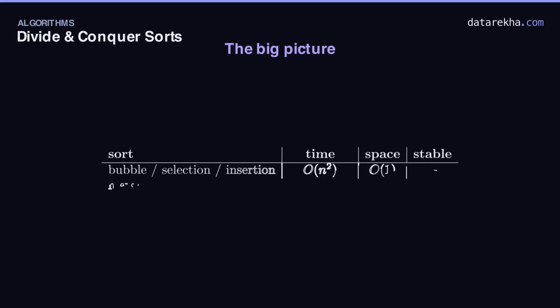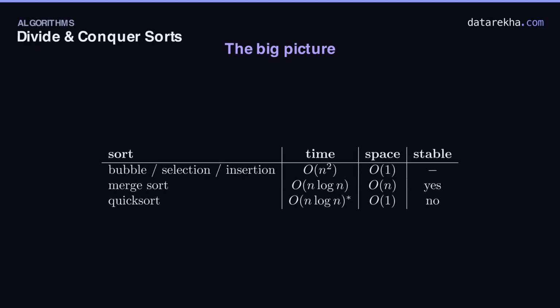Let's put it all together in one table. On the left, the basic sorts, bubble, selection, insertion, all stuck at n squared. Merge sort is always n log n. It is stable. Equal elements keep their order, but it pays order n in extra space. Quicksort is usually n log n and works in place. But it can degrade to n squared on a bad pivot, and it isn't stable.